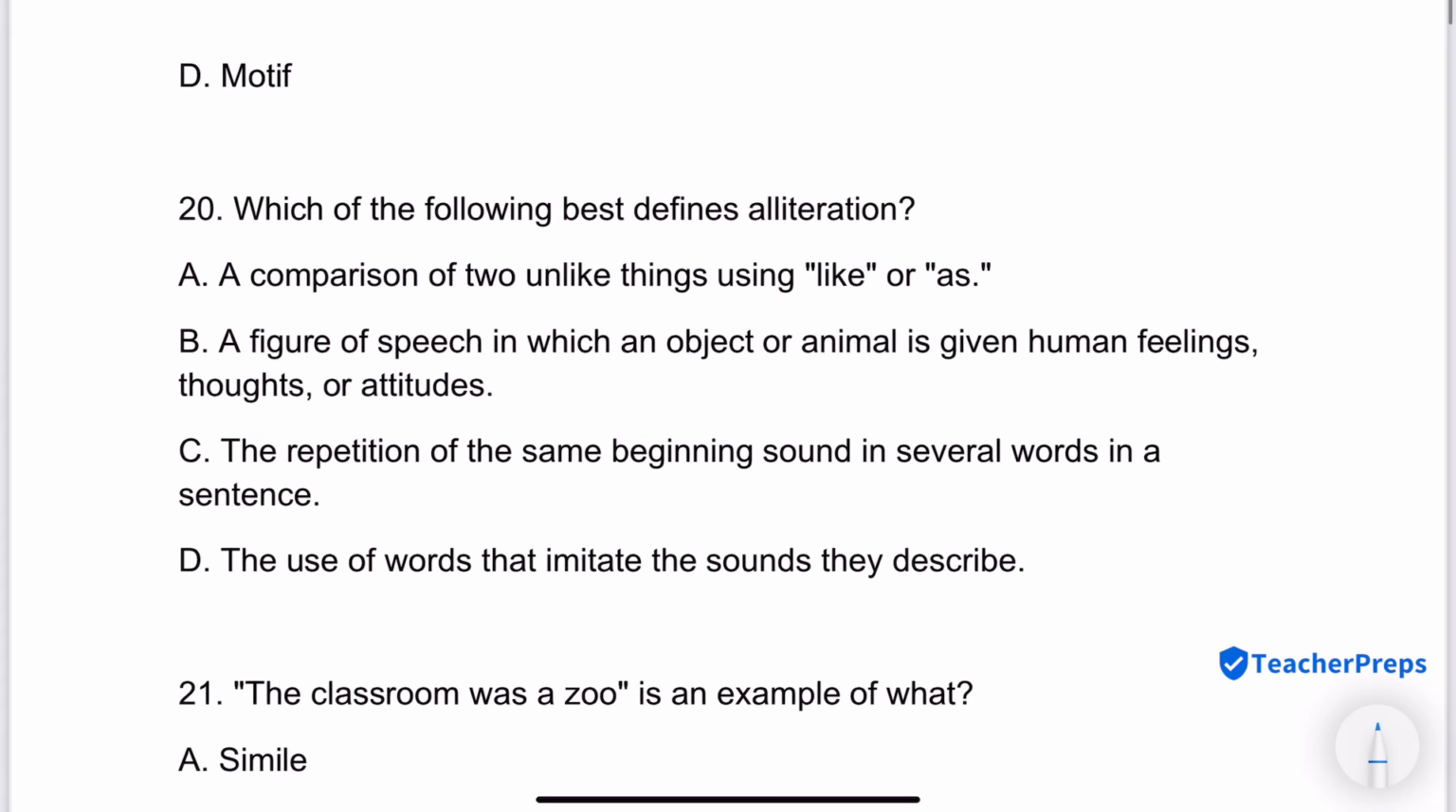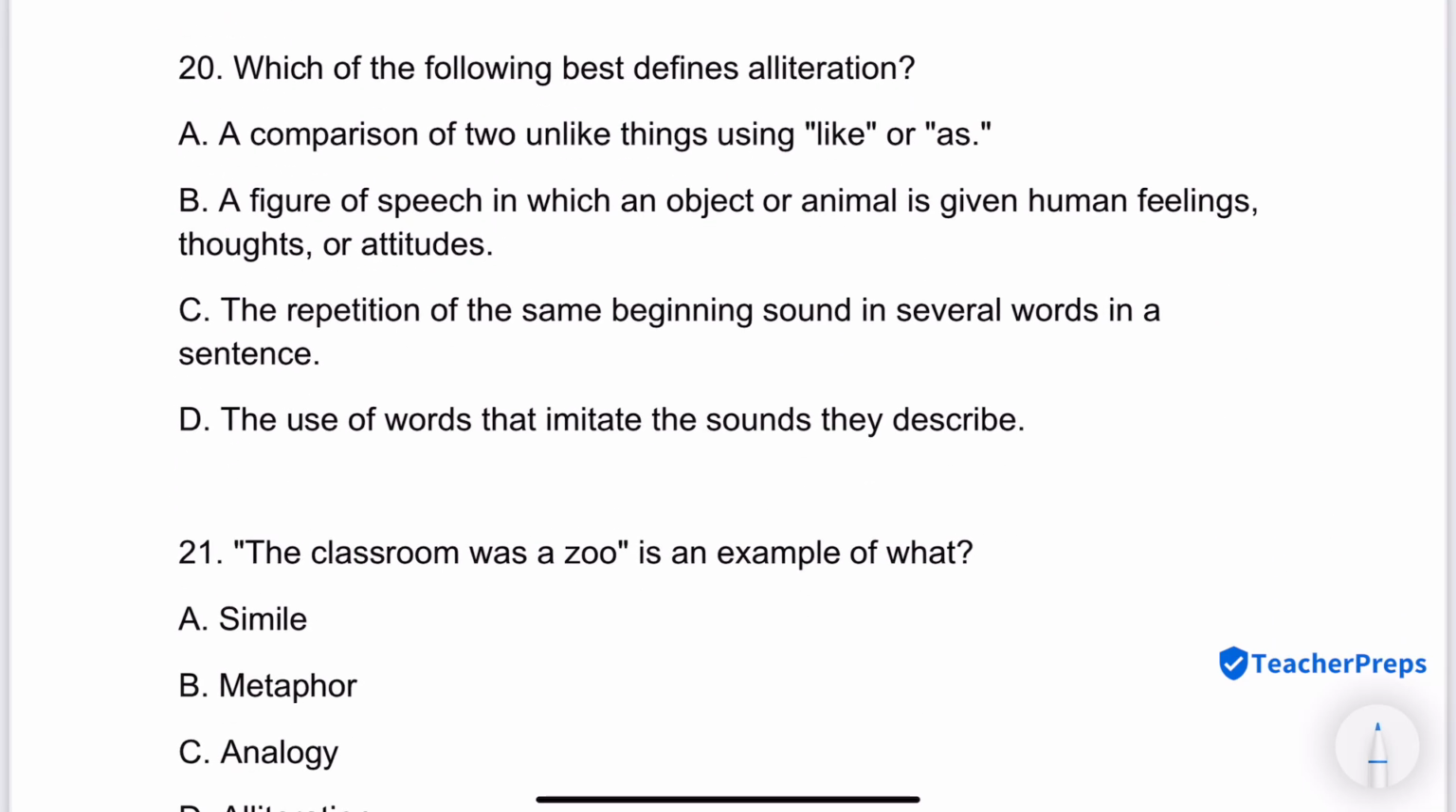Moving on to question number 20. This one asks, which of the following best defines alliteration? And this is a straight definition question. You just need to know these terms and their definition. So if it's been a while, let's have a refresher that alliteration is all about the repetition of the first sound in a series of words, like silly Sally sells seashells.